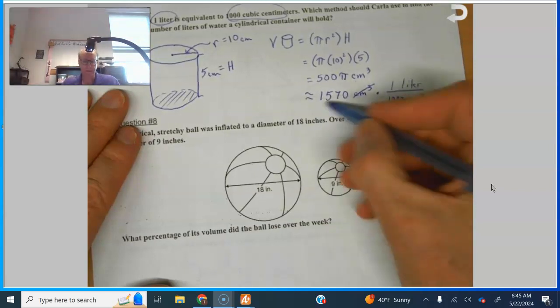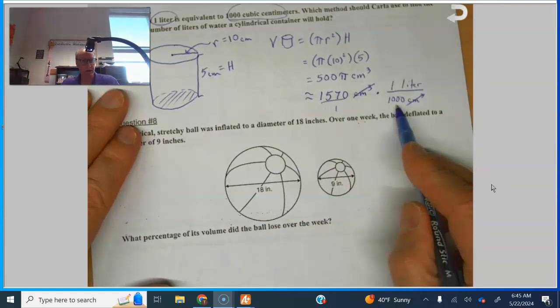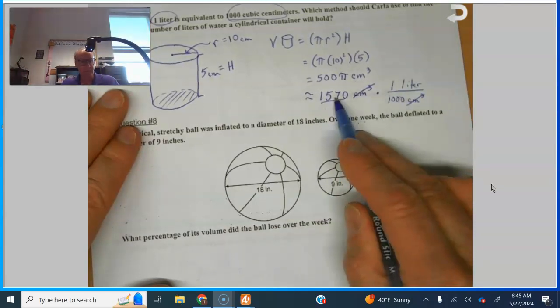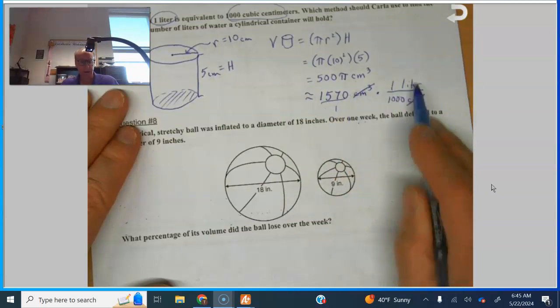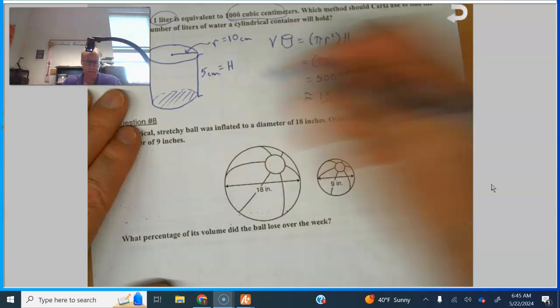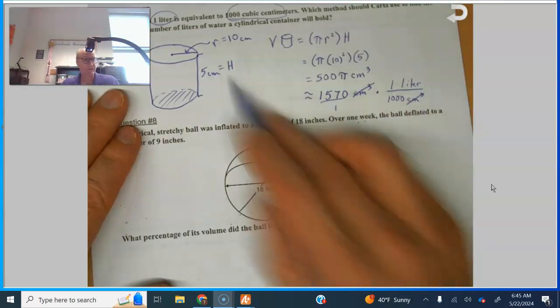And you'll notice that I've got 1,000 in the denominator, and it's being divided into this 1,570. The cubic centimeters cancel out, and I end up with liters. So this is the process I followed.